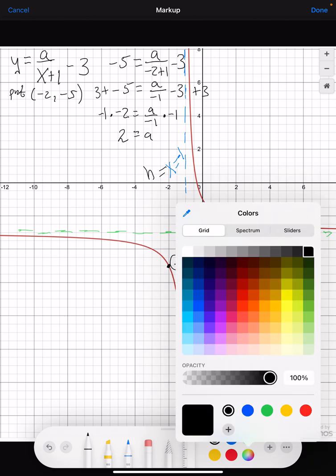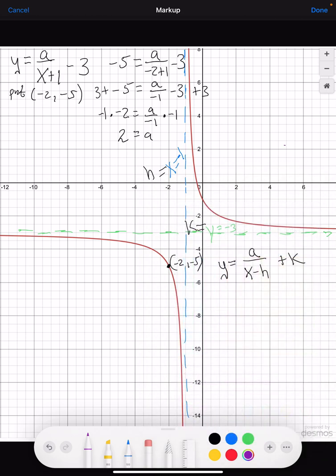So now that I solved my a value, I'm going to plug that into my equation with my h and my k. So my final equation is y is equal to 2 over x plus 1 minus 3. And now I have my equation.